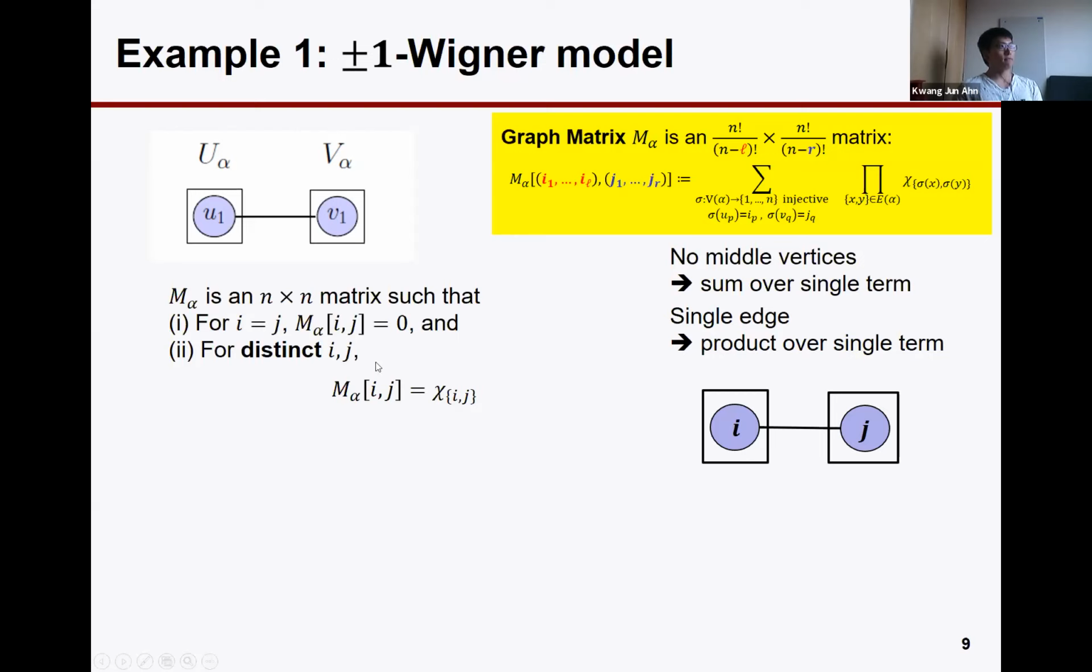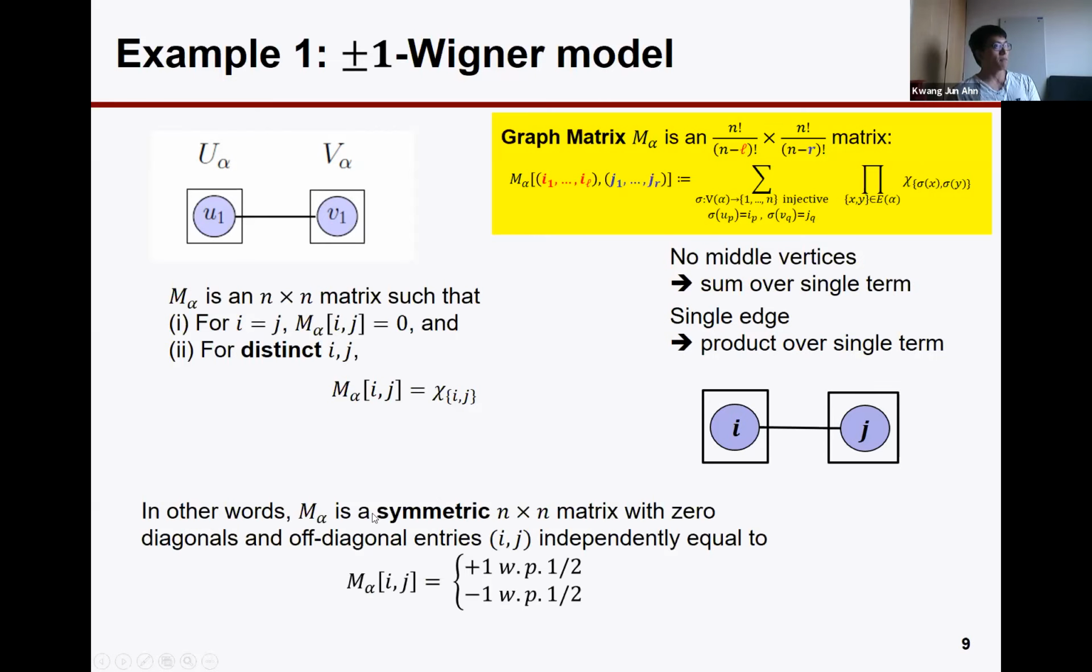Putting it differently, in more familiar terms, for those who have seen random matrix theory, this is nothing but the plus minus one regular model, where M alpha is a symmetric n times n matrix with 0 diagonals and off-diagonal entries independently equal to plus minus one uniformly.